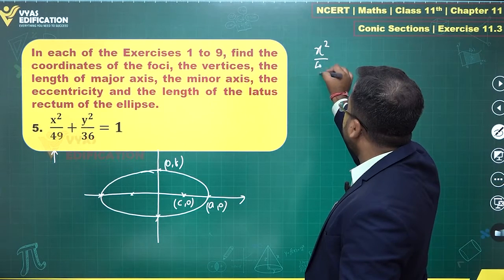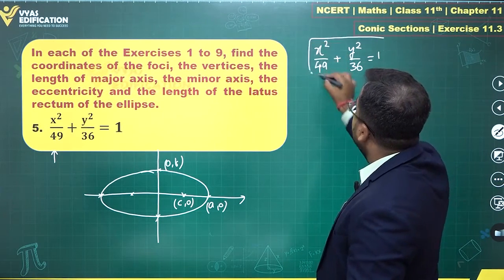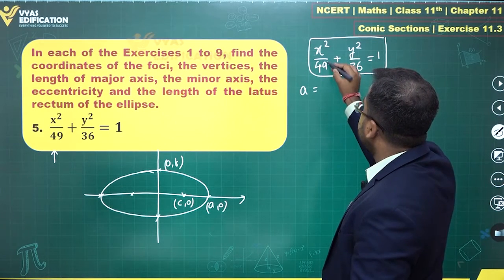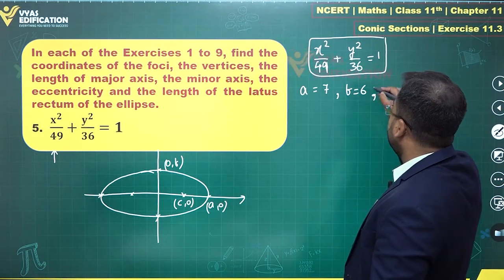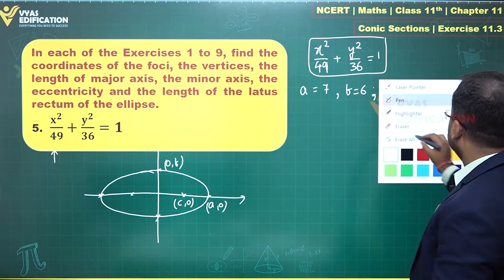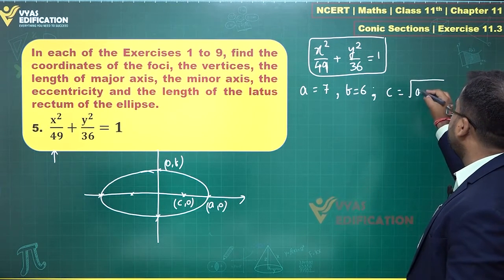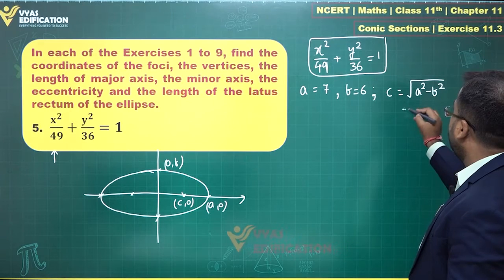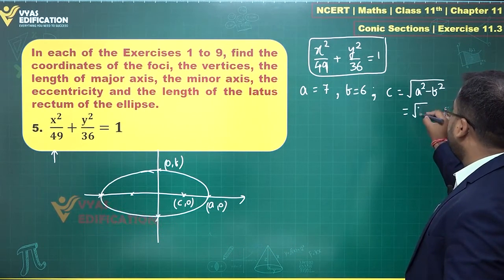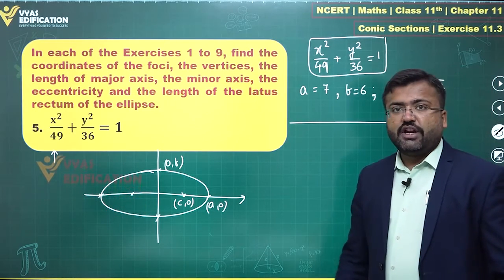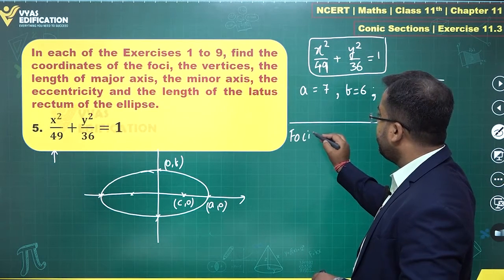x square upon 49 plus y square upon 36 is equal to 1. Identify the value of a. Since a square is 49, a will be 7. b square is 36, b will be 6. The value of c is equal to under root of a square minus b square. You can see this is 13, so c will be square root of 13. Once you identify a, b and c, now writing the coordinates of foci will be very simple.